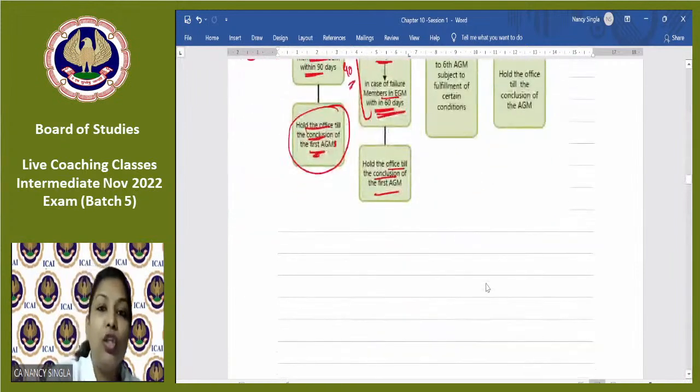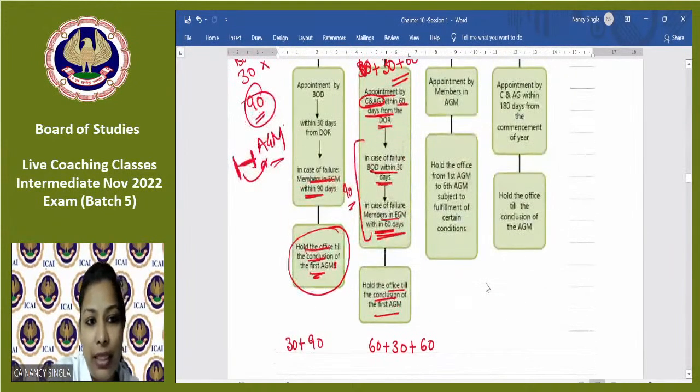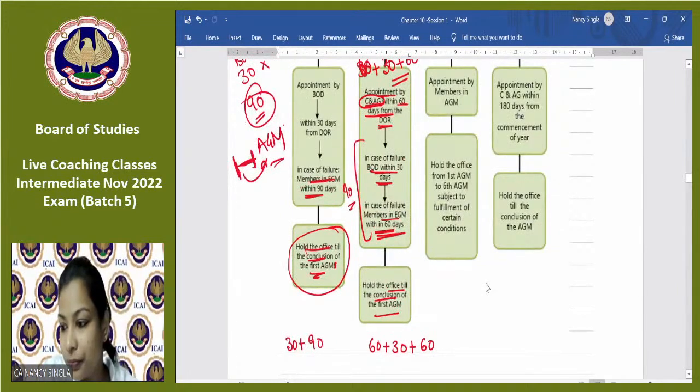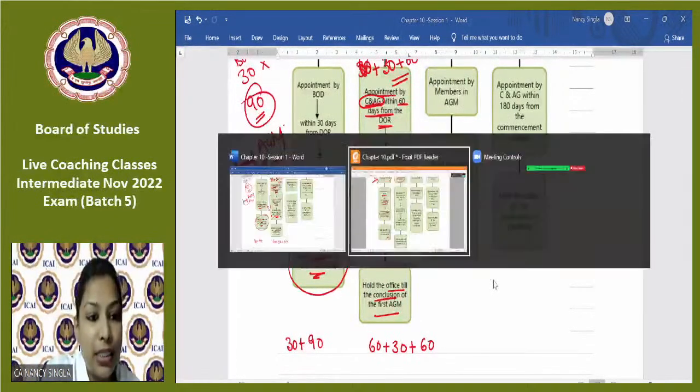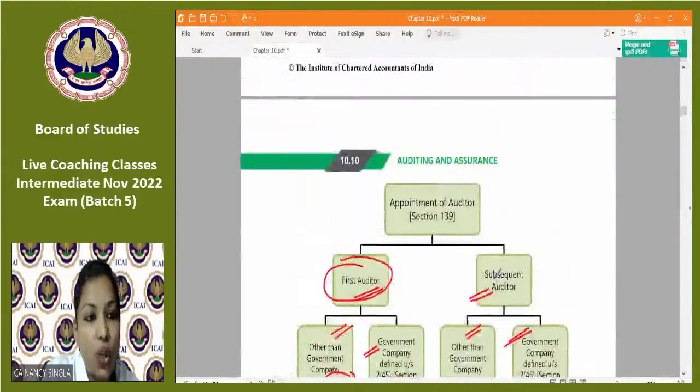First auditor का. So गवर्नमेंट कंपनी में क्या है, 60 days प्लस 30 days किसको दिया, बोर्ड ऑफ डायरेक्टर्स को, प्लस 60 days किसको दिया, मेंबर्स इन दी एजीएम को. क्लियर है? और यहां पर क्या है, 30 days बोर्ड ऑफ डायरेक्टर्स को दिया एंड देन दी फर्दर 90 days. इज इट क्लियर? ठीक है. So let us just have a look at this from the module. Appointment of first auditor.